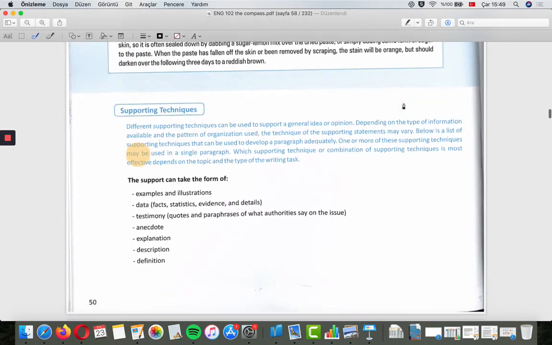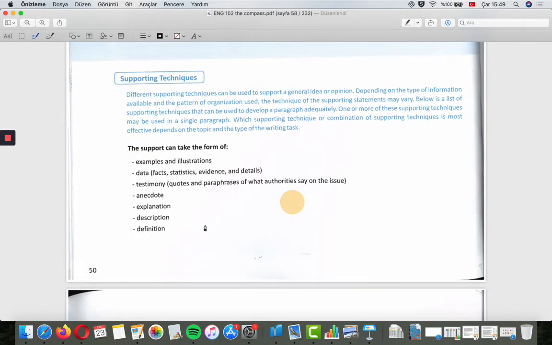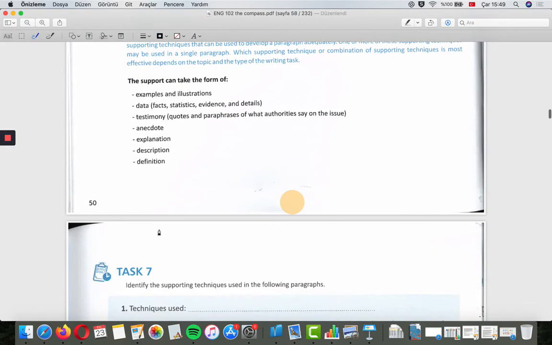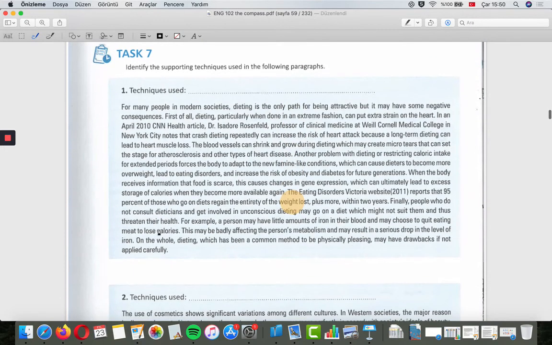Now another short part. There are some supporting techniques. For example, using examples or illustrations, using data if it's a research especially, using testimony like quotes and paraphrases of what other people, famous thinkers of authorities say, anecdotes, explanations, descriptions, and definitions. Okay, let's look at these ones.